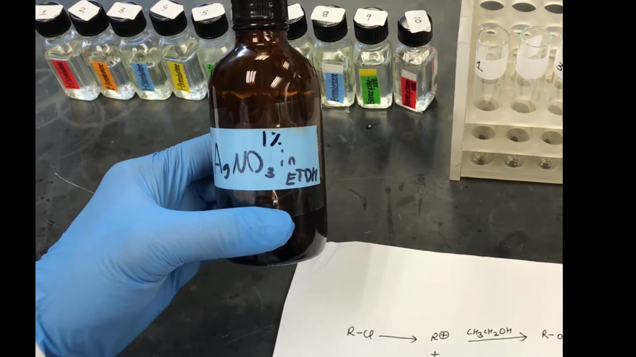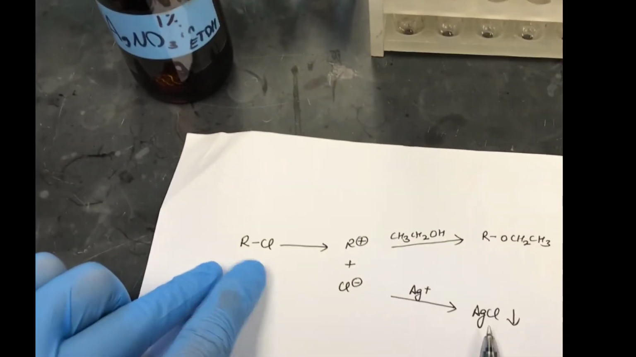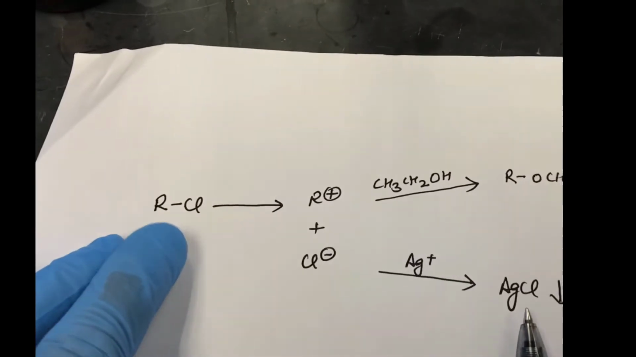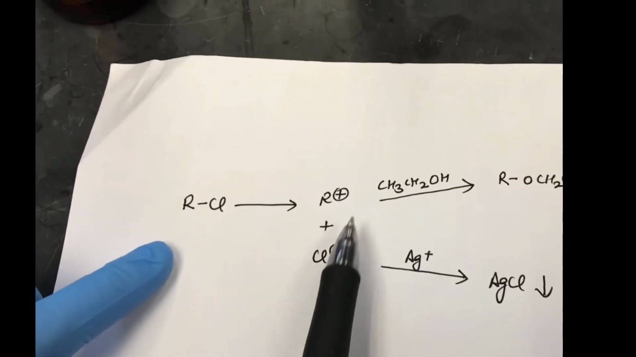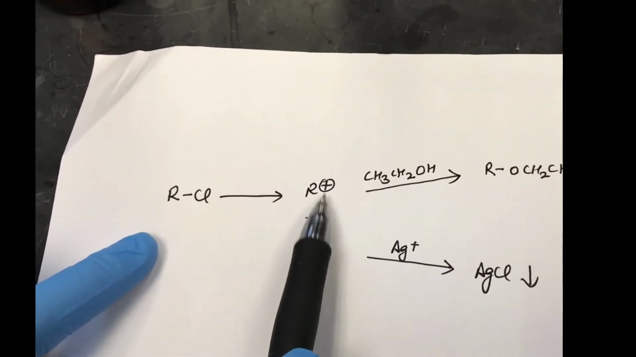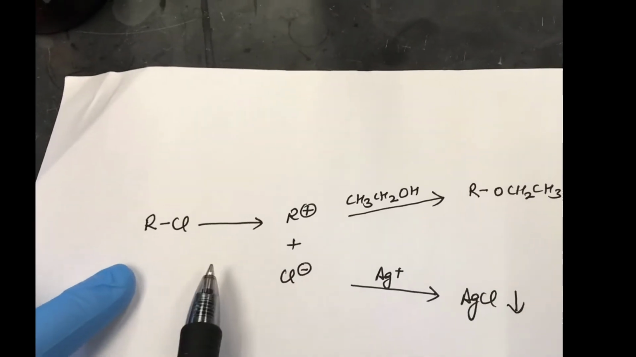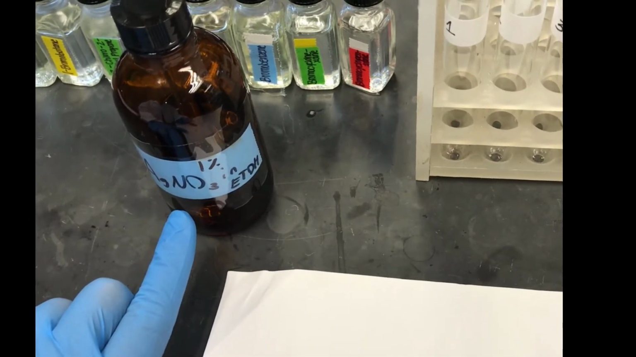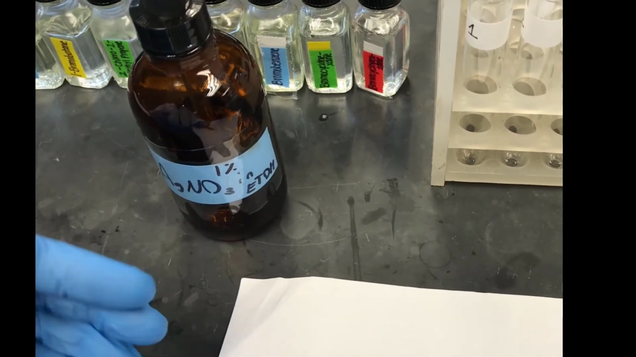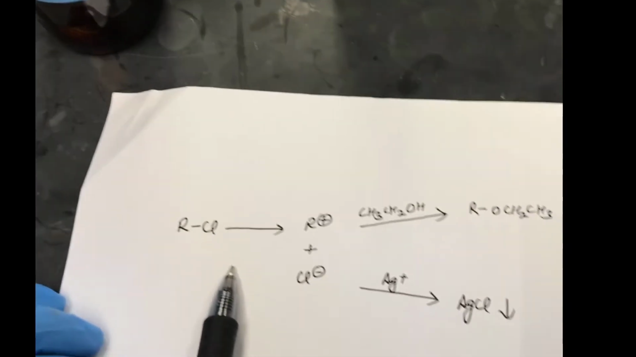The reagent we are going to use is silver nitrate dissolved in ethanol. So what happens in the reaction: this is the alkyl halide which we are going to add into the reagent. First of all it has to ionize and give you the carbocation, and to this carbocation the nucleophile will attack to get the product. Since we are using silver nitrate, the nitrate ion is a poor nucleophile and ethanol is a polar protic solvent which supports SN1 conditions.